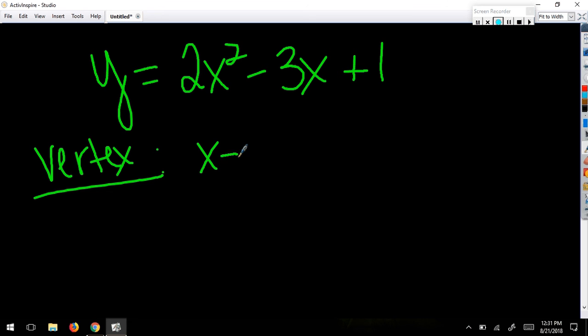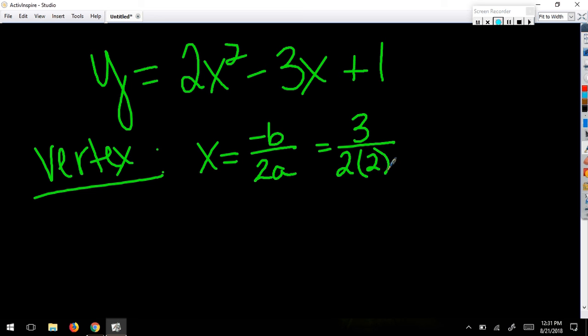So remember, we're going to do opposite b over 2a. What is b? Negative 3. So what's opposite b? 3. What a terrible first example I picked. Okay, well, we're going with it now. Over 2a. So 2, what is a? 2. So the x part of the vertex is 3/4. I told y'all this is a horrible one.